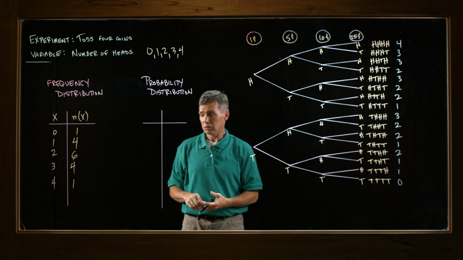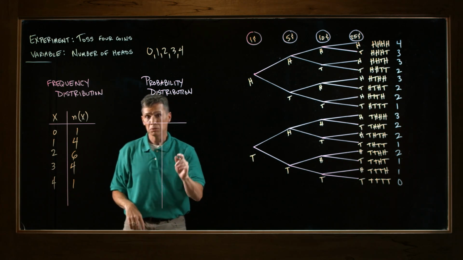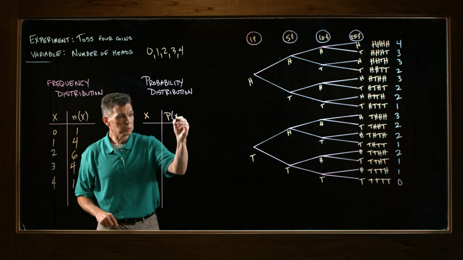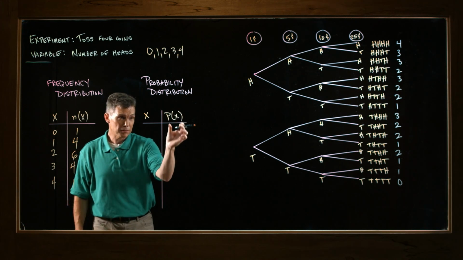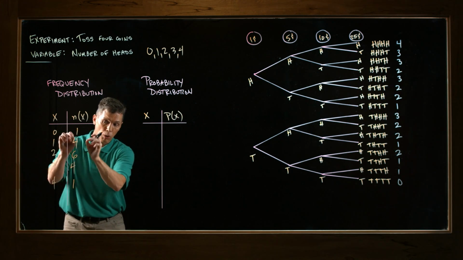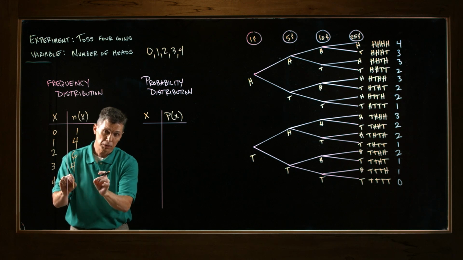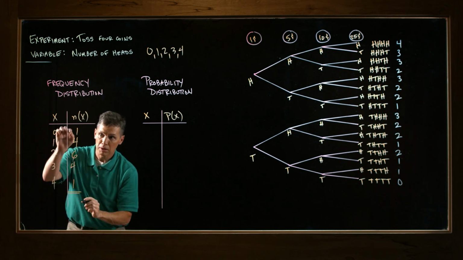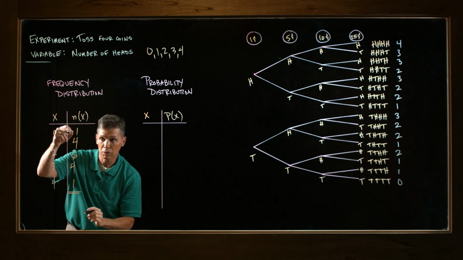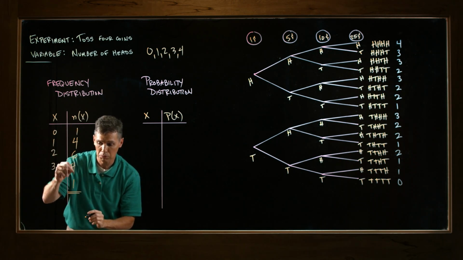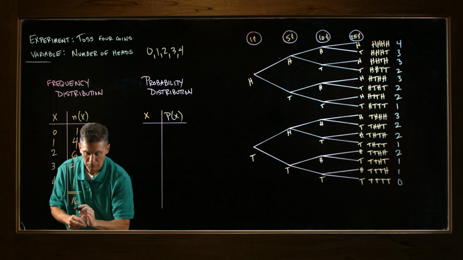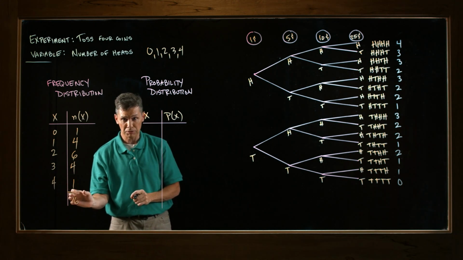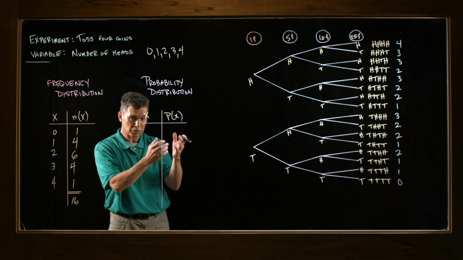The reason why I said to do these in order is because for the probability distribution, we're going to keep track of x and then its corresponding probability. To find the probability, you need the total number of possibilities, so I come back over to my frequency distribution and grab the sum of this column: 1 plus 4 plus 6 plus 4 plus 1, that's 16. The significance of that is that there are 16 different ways for these experiments to play out.